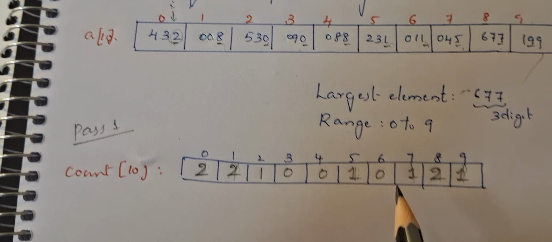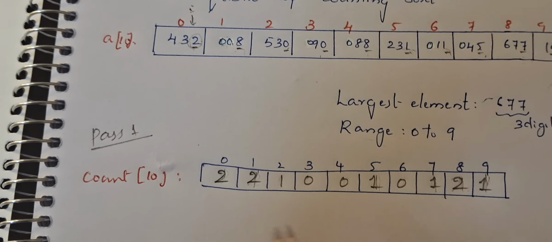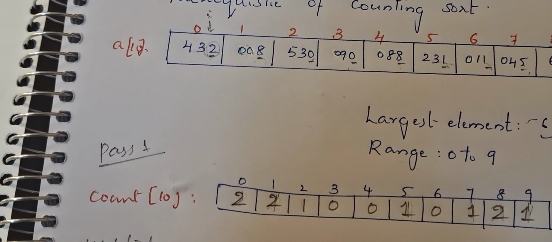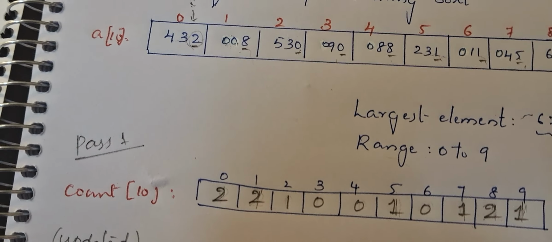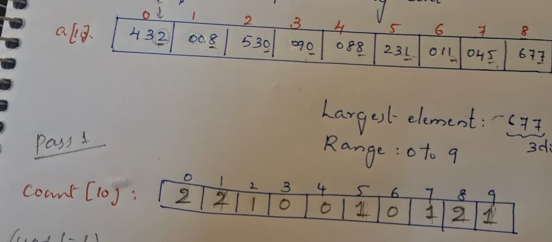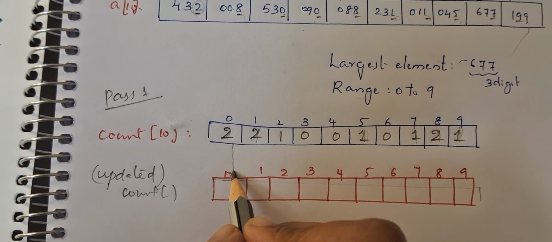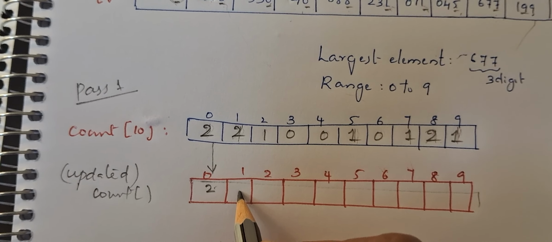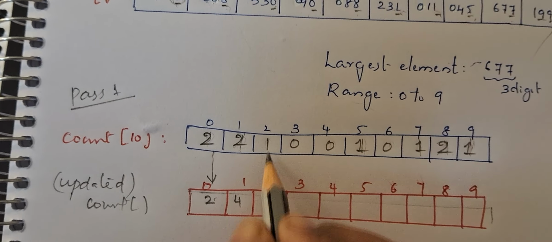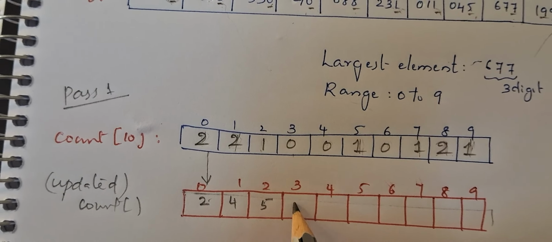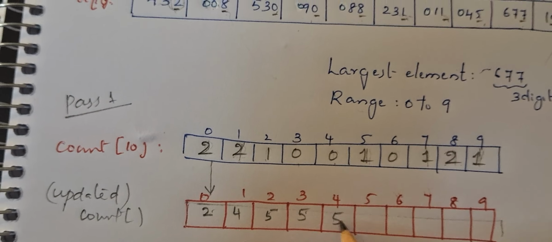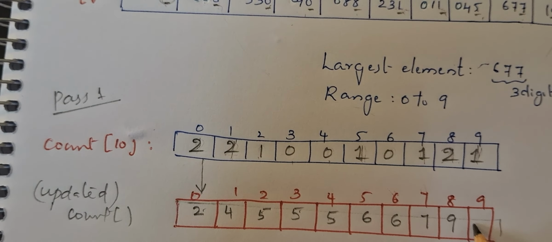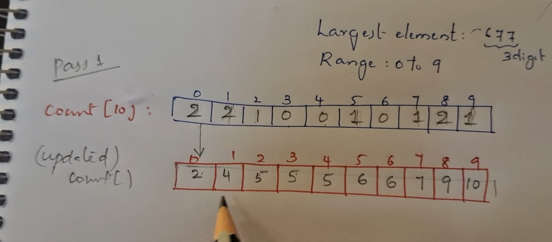Okay, so how we updated the count array in counting sort, likewise you need to update the count array here. So how to update? You need to write the first value as it is, then take the next value by adding the previous value. So 2 plus 2 equal to 4, 4 plus 1 equal to 5, 5 plus 0 equal to 5, 5 plus 0 equal to 5, 5 plus 1 equal to 6, 6 plus 0 is 6, 7, 9 and 10. Okay, so this is the updated count array.